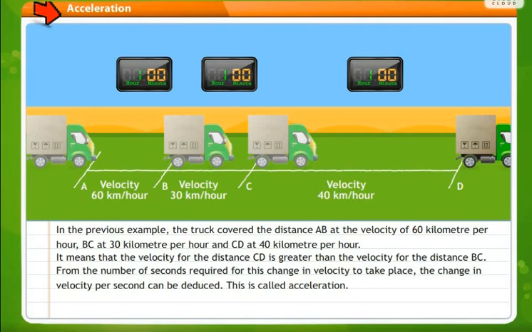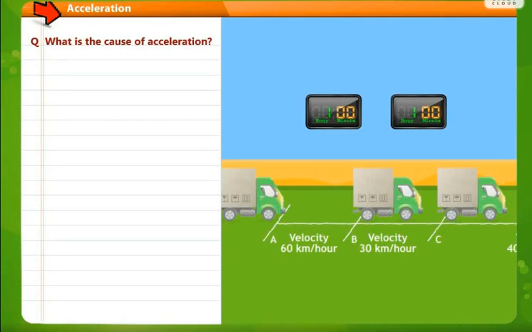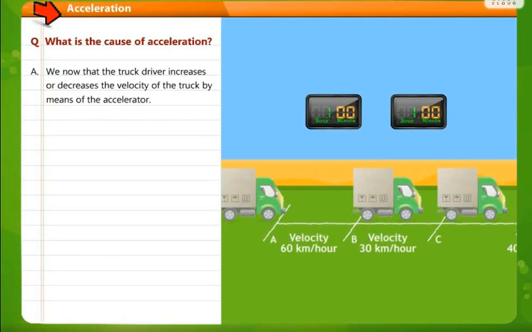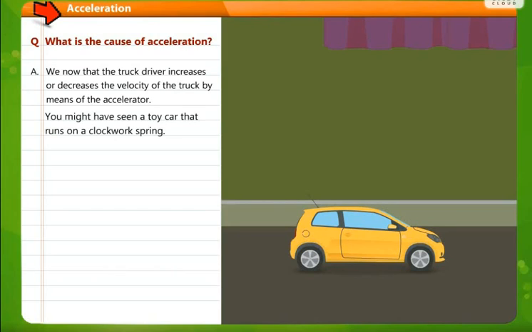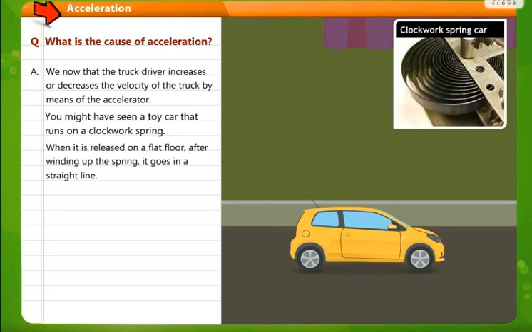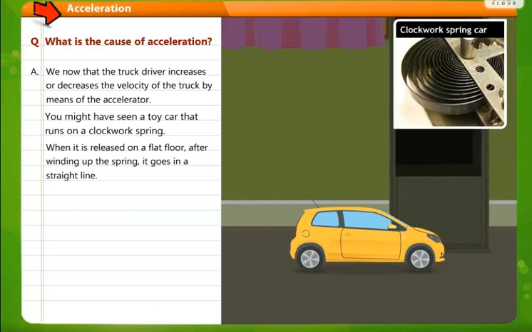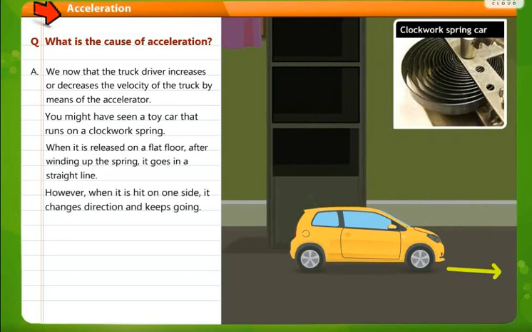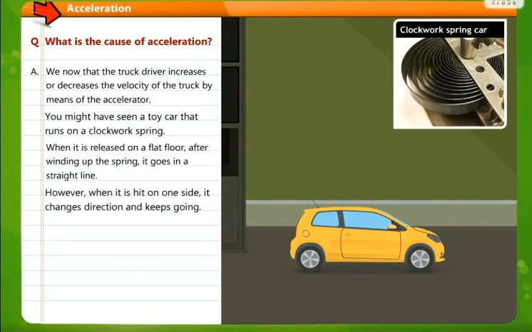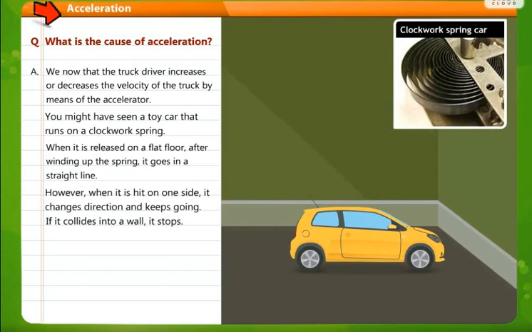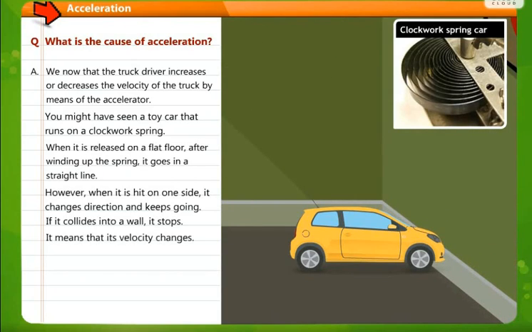Now, acceleration and velocity are dependent on each other. So what is the cause of acceleration? We now see that the truck driver increases or decreases the velocity of the truck by means of the accelerator. You might have seen a toy car that runs on a clockwork spring. When it is released on a flat floor after winding up the spring, it goes in a straight line. However, when it is hit on one side, it changes direction and keeps going. If it collides into a wall, it stops. It means that its velocity changes.